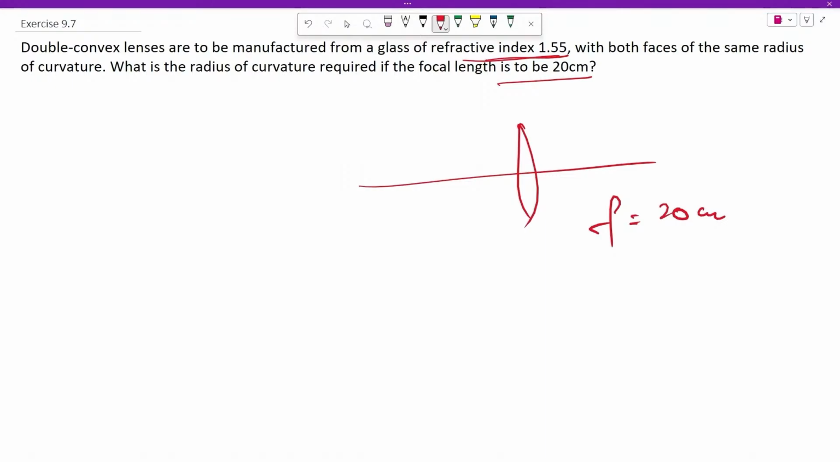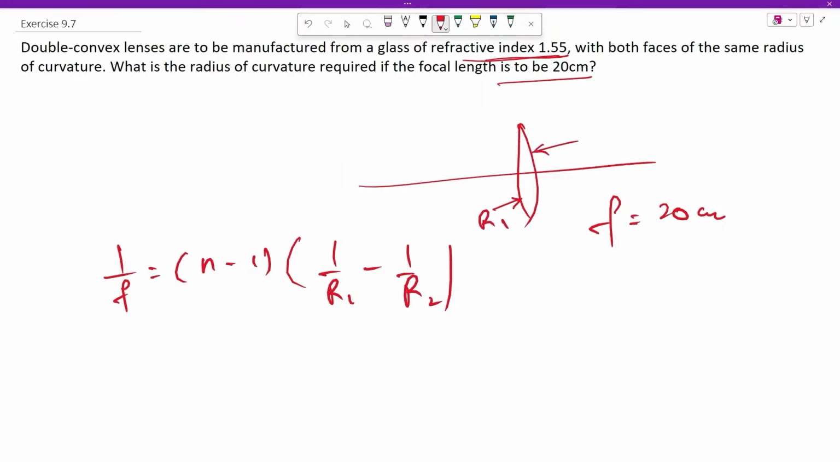So we know the lens maker's formula, that is 1 by f equals (n minus 1) times (1 by r1 minus 1 by r2). Here n is the refractive index of the glass with respect to the media in which it is kept. Here r1 and r2 are the radii of curvature of this side versus this side.